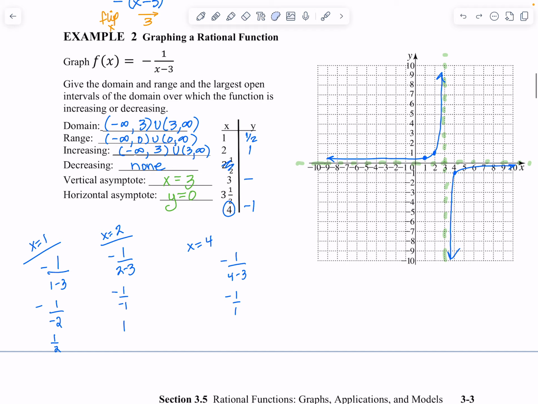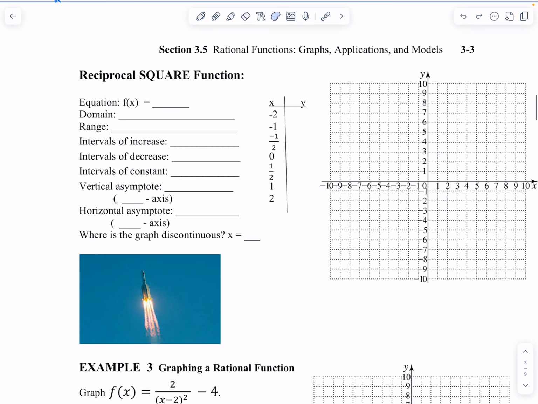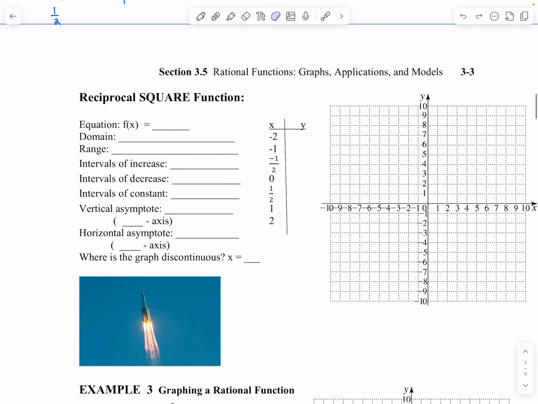All right, now let's talk about the reciprocal squared function. So it's the reciprocal, and then I'm going to square it. So it's 1 over x squared. Notice the asymptote, the x cannot be 0. So let's go ahead and draw that. X can't be 0. And also let's go ahead and just write down the vertical asymptote. So the vertical asymptote is x equals 0. And notice that's the y-axis.